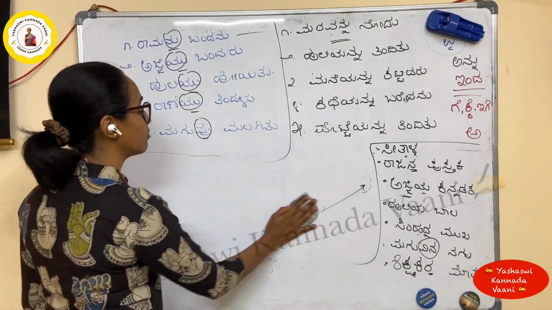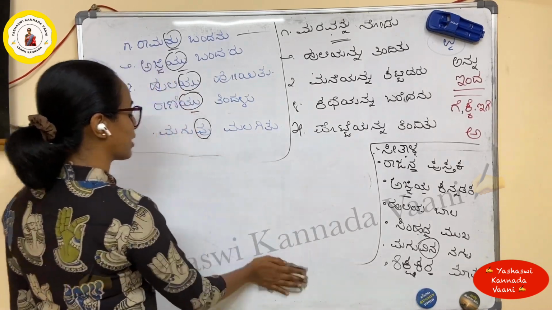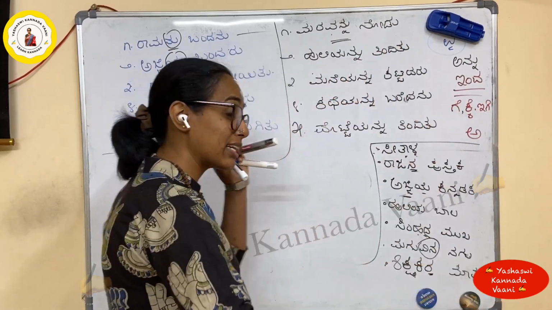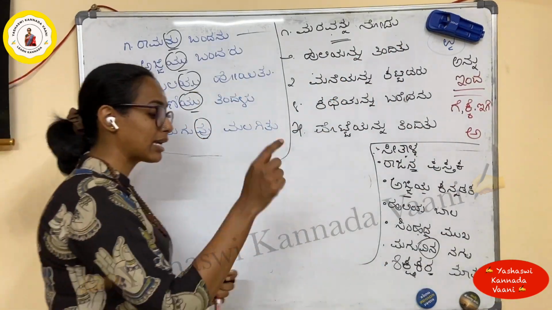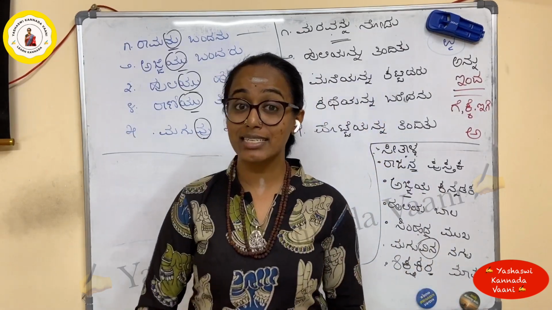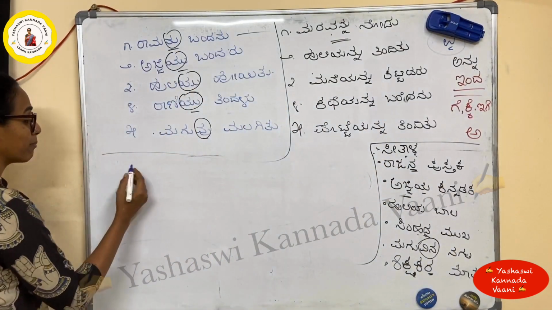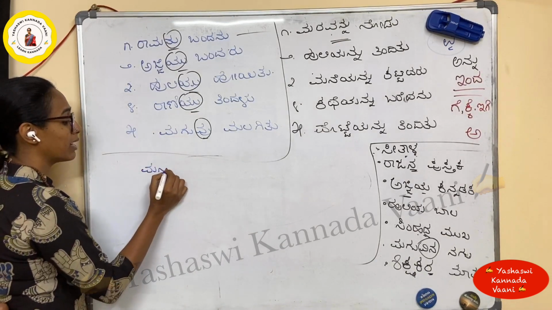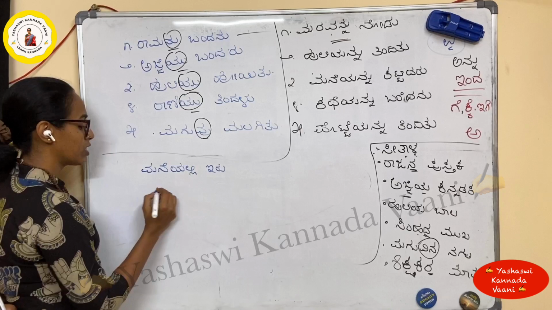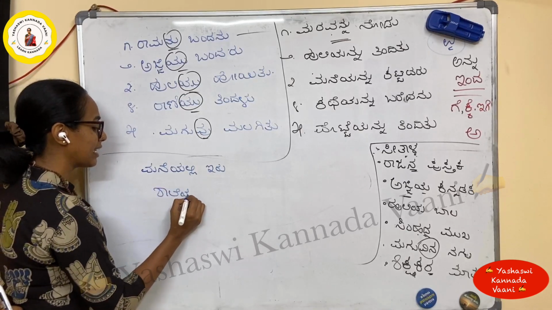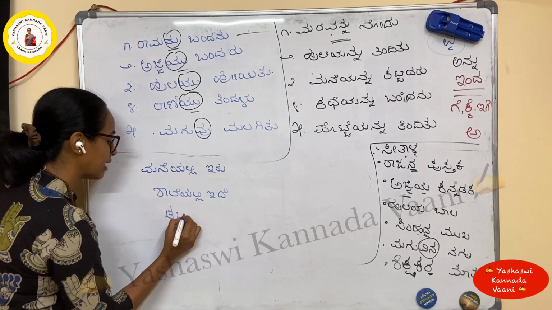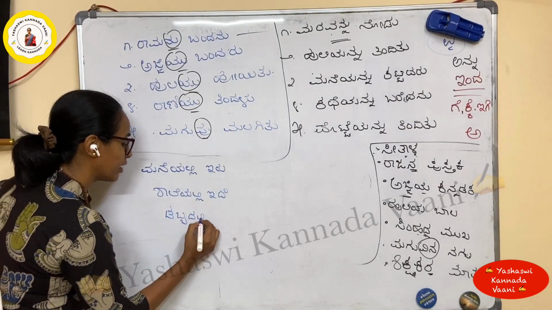Next we'll come to the Saptami Vibhakti. Saptami Vibhakti is basically in or at. I want to say in the meeting, in the school, in the place. In those instances, the Saptami Vibhakti can be taken. For example, mane plus alli: maneyalli iru. Shaleyalli ide. Dabbadalli idu.